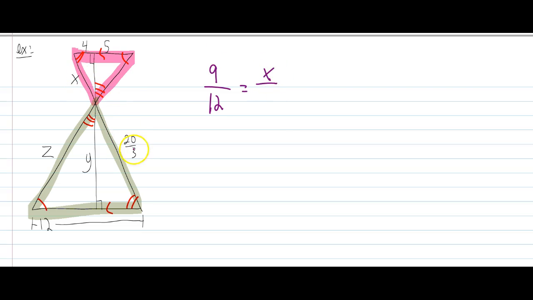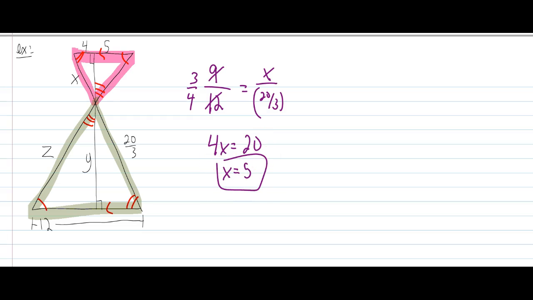And that x is going to correspond to 20/3. Now 9/12, why not simplify that down to 3/4, work with smaller numbers. Cross multiply, 4x is equal to, when we multiply that we get 20. Solving that we get that x equals 5. So there is one of our answers. We're still looking for a few other ones.